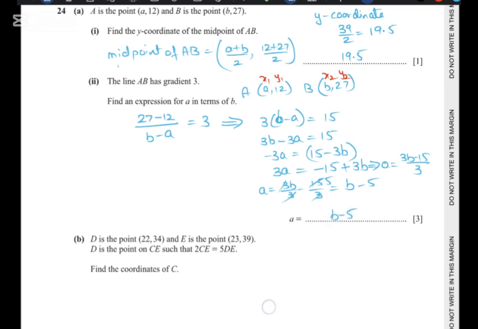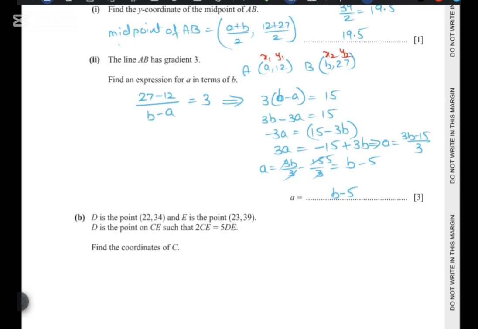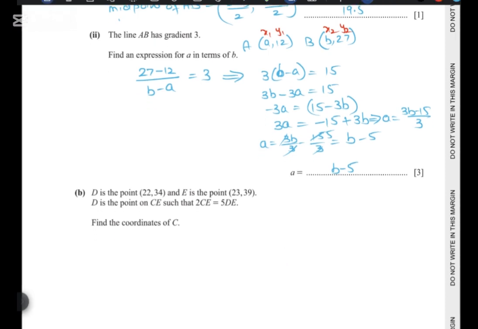Question number b. C is a point, D is (22, 34), E is (23, 39). D is a point on CE such that 2CE is equal to 5DE. So now first we will find out DE. Let us first write the vectors. OD is (22, 34) and OE is (23, 39).